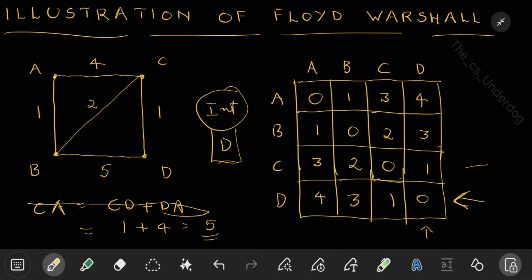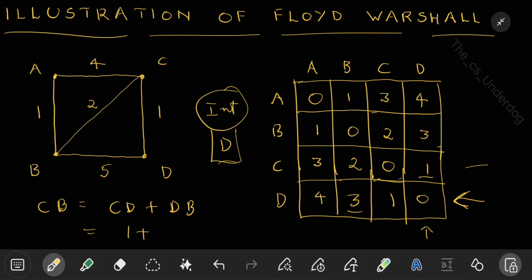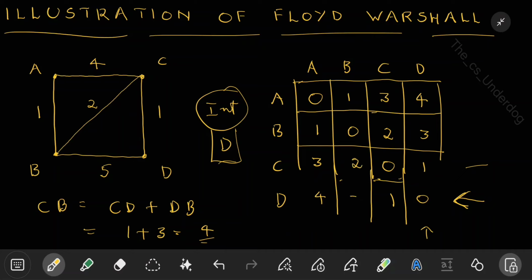Next is CB. If you consider CB, what happens? CB is equal to CD plus DB. CD is 1 plus DB is 3, which will give you a total of 4, but the existing value of CB is 2. 2 is better than 4, so you should keep 2 as it is. This will be 1 only, this will be 3 only. Okay, next one. So this row is also done.